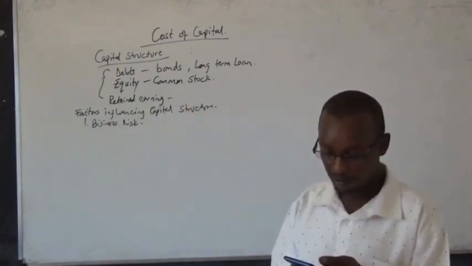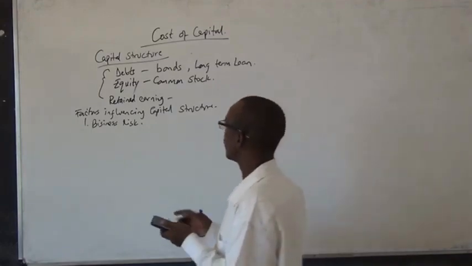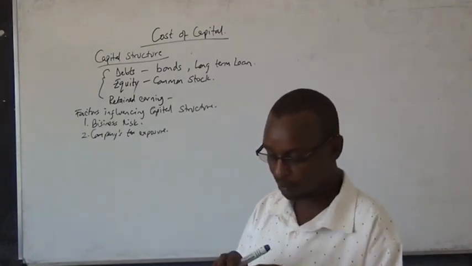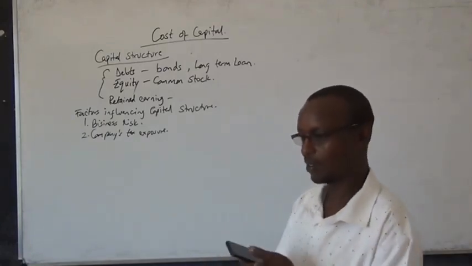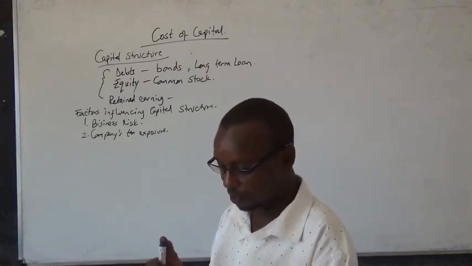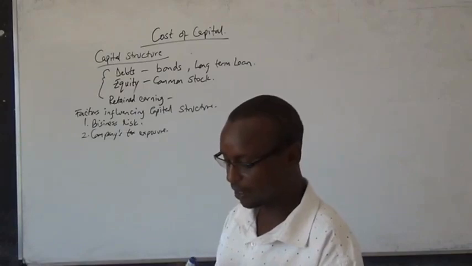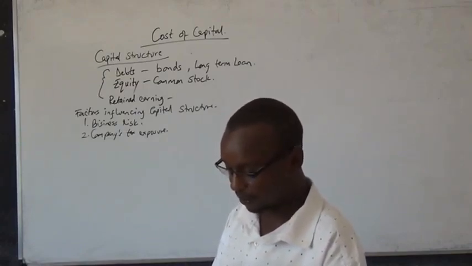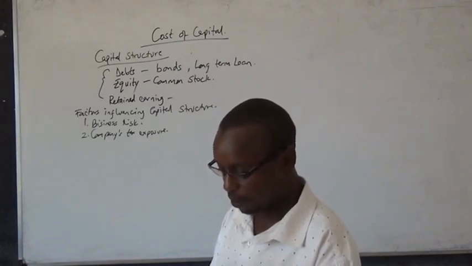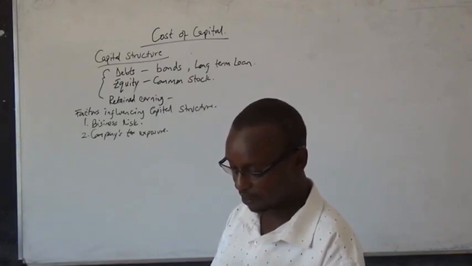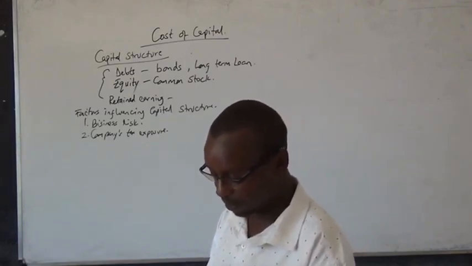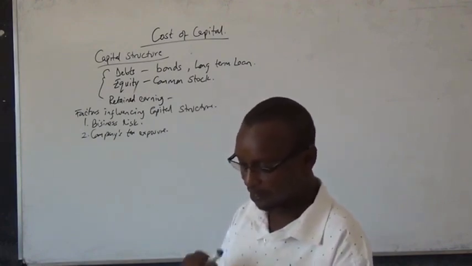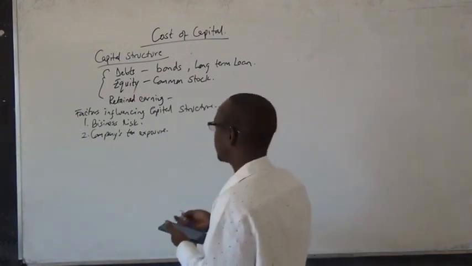Then we have tax exposure. First of all, debt payments are tax deductible. If a company's tax rate is high, using debt as a means of financing the project is attractive because of the tax deductibility of the debt. That is tax exposure.